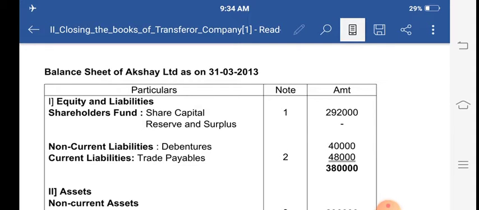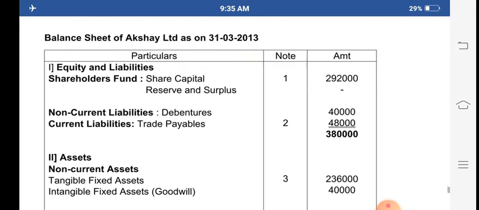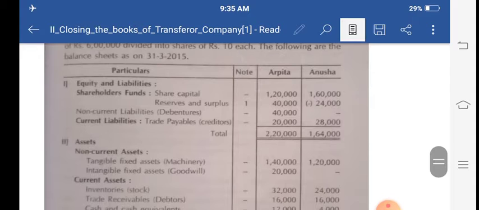There is no reserve and surplus. Next, non-current liabilities, debentures. Debentures are only 40,000, because the debentures are only for Arpita Limited, which has 40,000 debentures, so we take these 40,000 as it is.